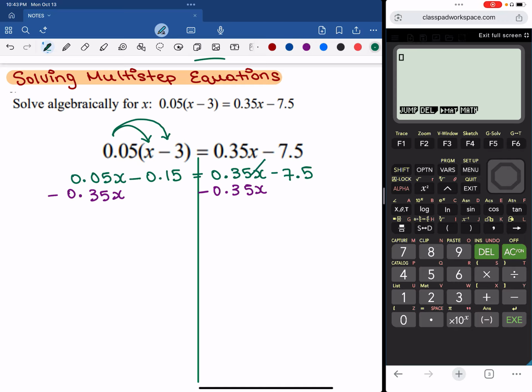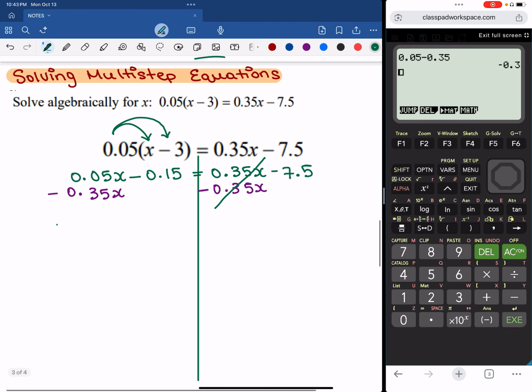We know that this is going to cancel out, and then you have 0.05 minus 0.35. That is equal to negative 0.3x. Drop down the negative 0.15 equals, and then drop down the negative 7.5.